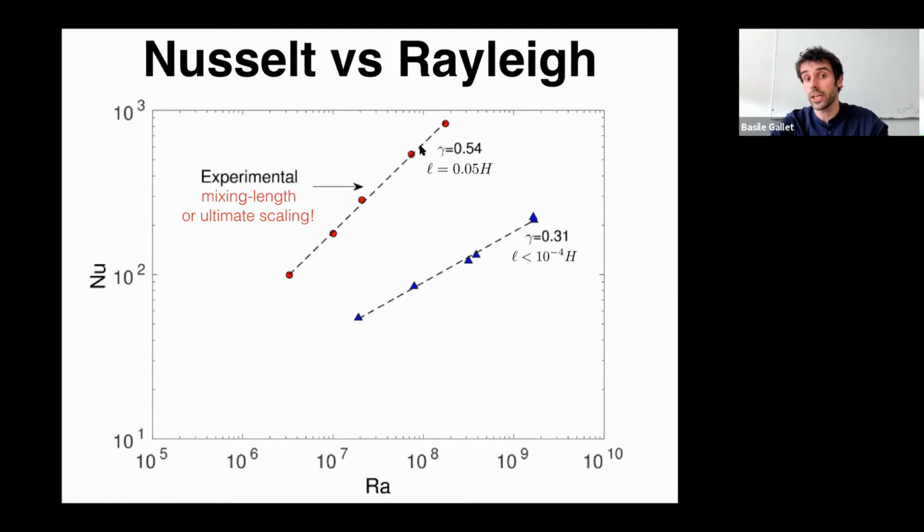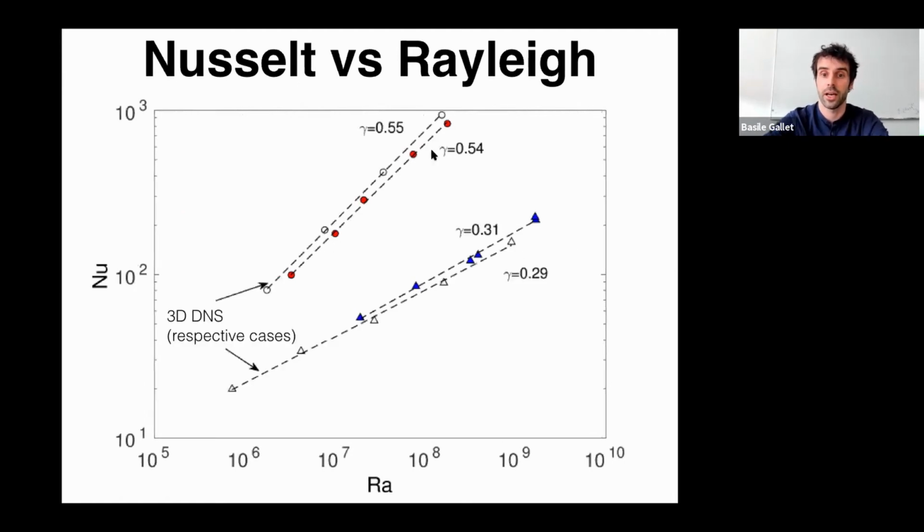Because this is a new setup, we wanted to confirm that numerically, so we used Dedalus to run a few numerical simulations. And you can see the numerical results here, which lead to parallel behaviors with exponents that are very close to the values we obtained experimentally. The prefactor is slightly different. It could be due to the Prandtl number being not exactly 7 for water, or maybe because the DNS are done in a cubic geometry instead of the cylindrical geometry of the lab experiment.